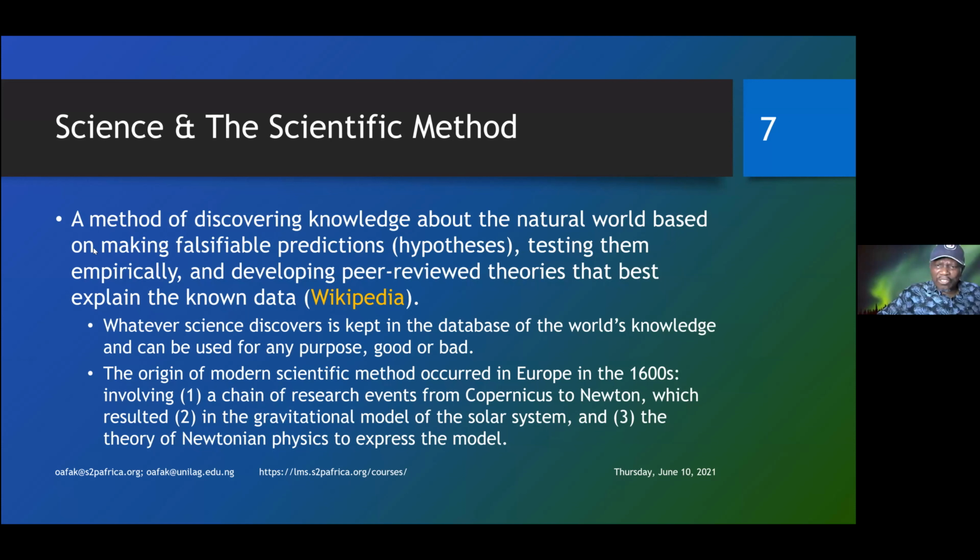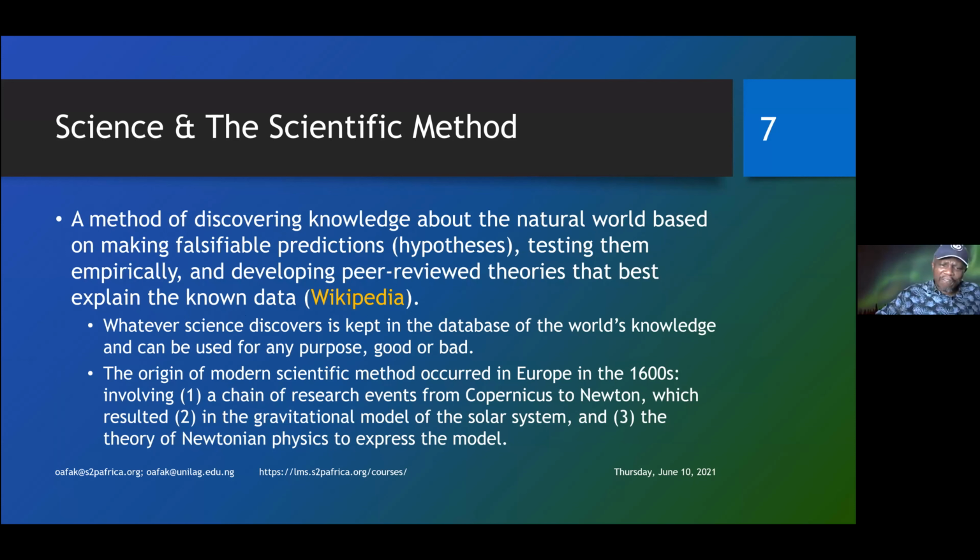We do not just mean physics, chemistry, biology. Those things are called sciences because they are based on this type of strategy. So anything that depends on hypotheses, testing those hypotheses, developing theories, and going in a circle until you get better theories, all that is called science. That's modern science. Whatever science discovers is kept in a database of the world's knowledge and can be used for any purpose, good or bad.